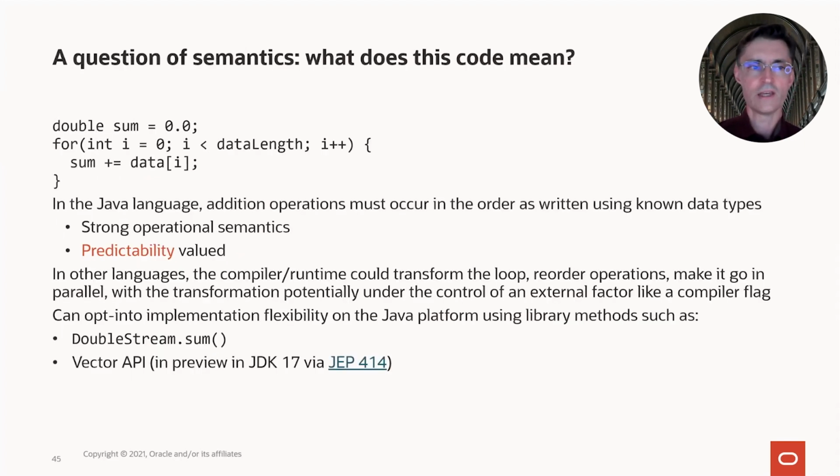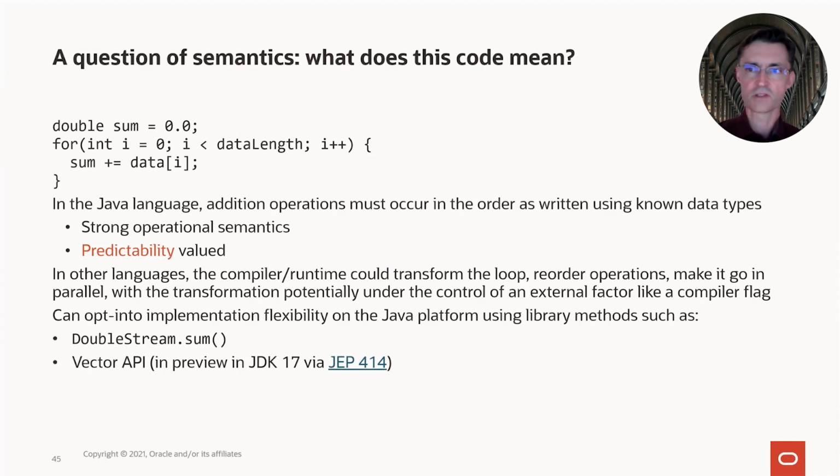So if we have a simple summation code like this, what does it mean? What are the code semantics? In the Java language, the addition operations must occur in the order they're written using the known data types. This is strong operational semantics and gives a lot of predictability. Other platforms make different choices in those regards. And in the Java platform, if you want to explicitly opt into more optimized or more platform-specific behavior, you can by using various library methods.